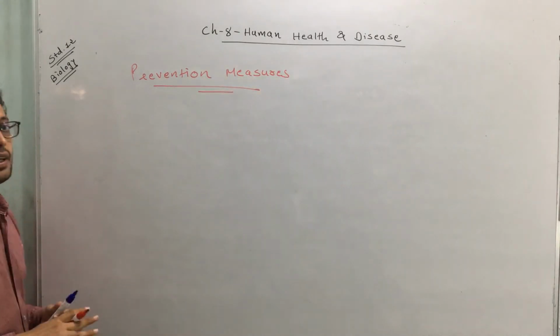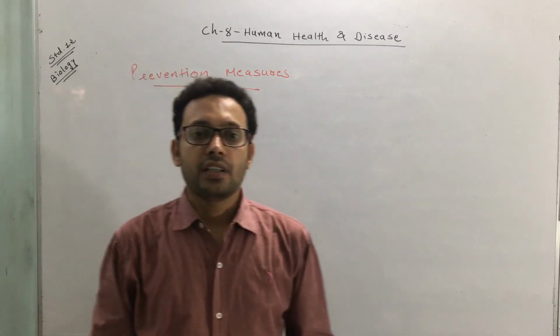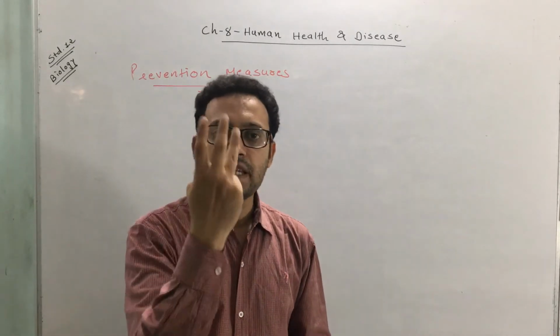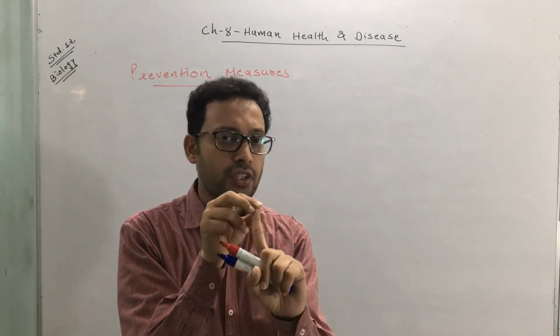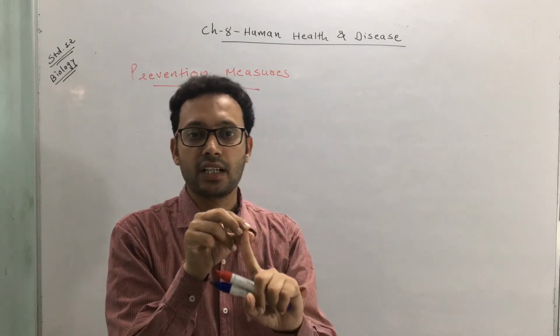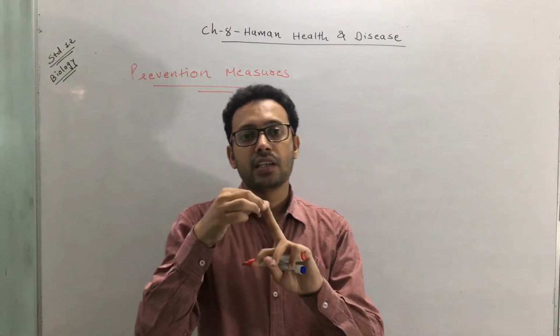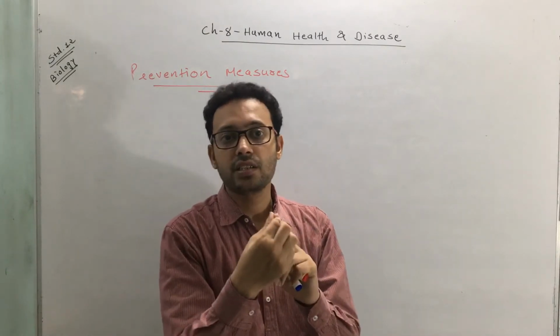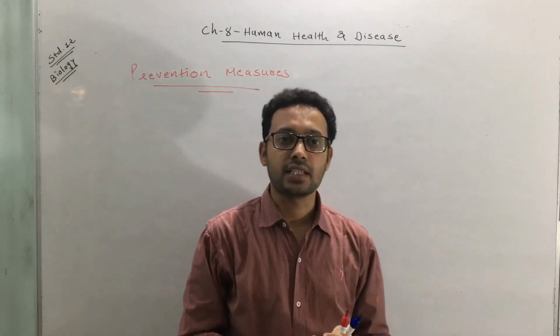How can we prevent the occurrence of this disease? Usually, diseases can be prevented by three main things. First, you take a regular diet, or more specifically a balanced diet. Take good quality and quantity of food. Second, personal hygiene. Hygiene is most important. And third is regular exercise.